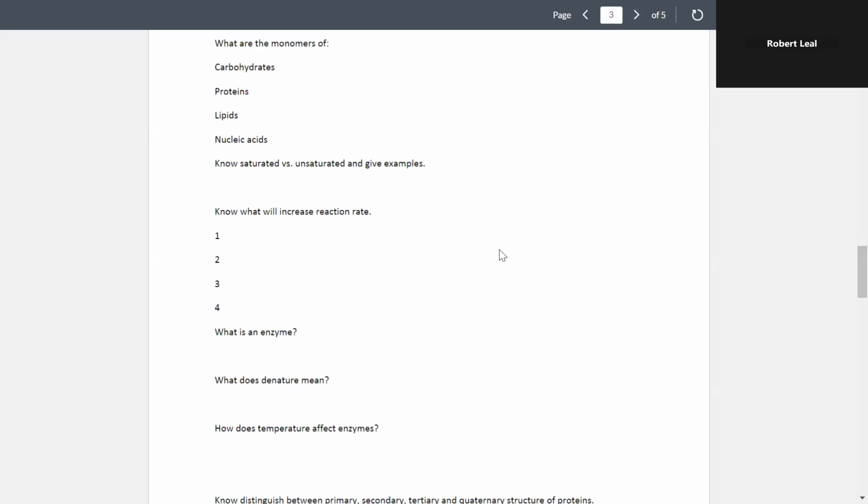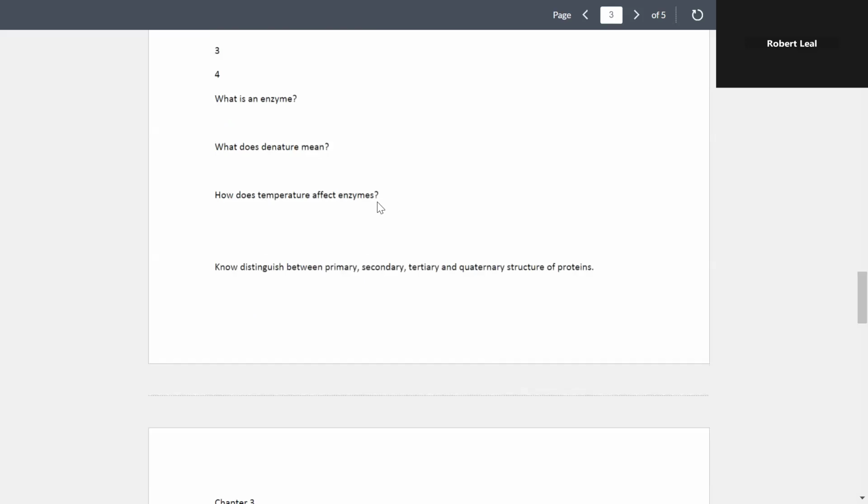Well, enzymes are proteins that speed up chemical reactions. What does denature mean? Well, when you apply too much heat to an enzyme, you break the covalent bonds, it unravels, the enzyme no longer works. How does temperature affect an enzyme? Well, a little bit of heat will make a reaction go faster, so it helps the enzyme, but too much heat will denature it. If it's cold instead of hot, well, that just slows the enzyme down. You don't necessarily denature it.